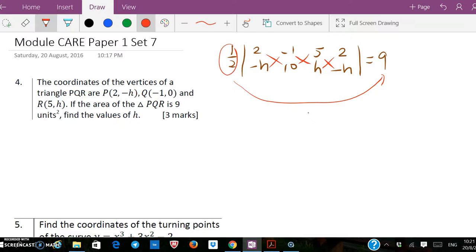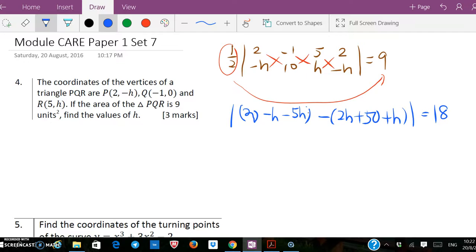Okay, we still haven't got marks here. The marks will be given if we begin this. 2 times 10 is 20, minus h, minus 5h, minus 2h, plus 50 plus h equal 18. Okay, this is your first mark.